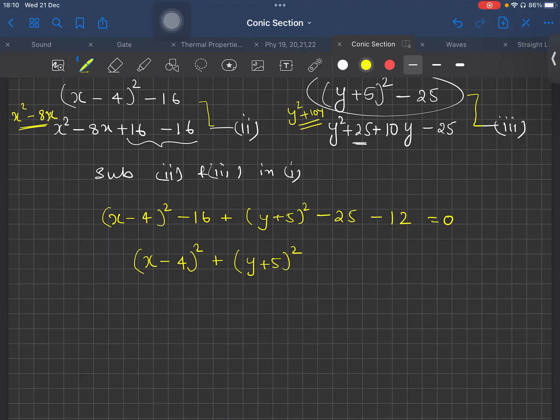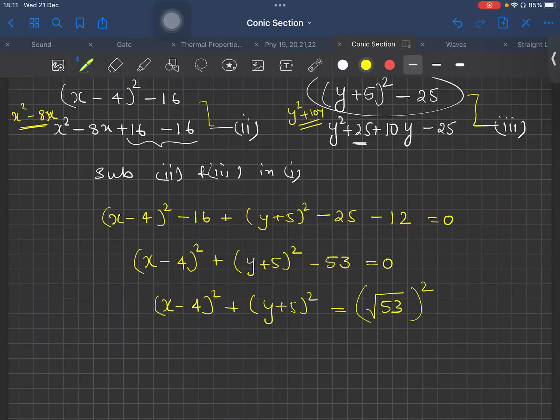53, no? Minus 53 is equal to 0. Now, why are we writing in this form? Also, we can write this again, (x minus 4) whole square plus (y plus 5) whole square is equal to 53. So can we also write this as square root of 53 and square it? Is that okay or not?